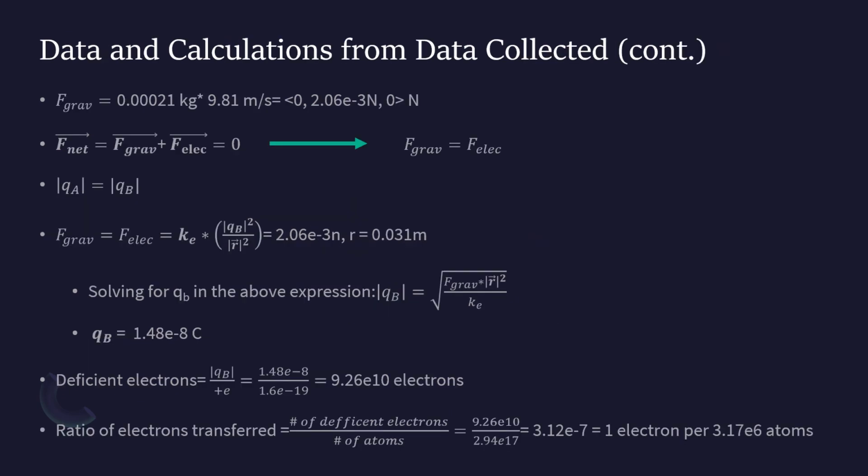By noting that the gravitational force is equal to the electric force and that charge A is equal to charge B, we were able to calculate the charge B by using the following expression shown. And we know that there is a deficient amount of electrons because that charge is positive. We also calculated the ratio of electrons transferred using the expression shown below.